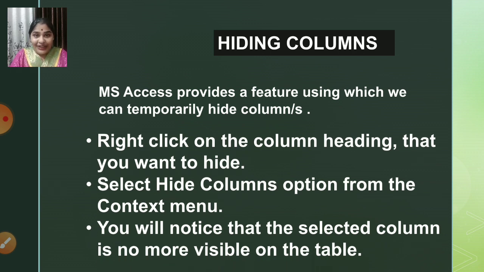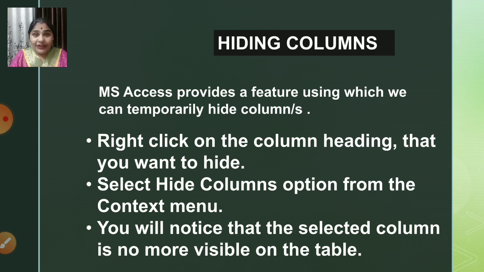You have to right click on the column heading that you want to hide. Suppose you are having school data, name, roll number, SID number and so on. Suppose SID number, roll number, class, division, I want to hide. I want to only work with the name and the activity. So those columns I want to hide temporarily, right? So what I'll do, I'll click on the heading of the column, okay? I'll right click.